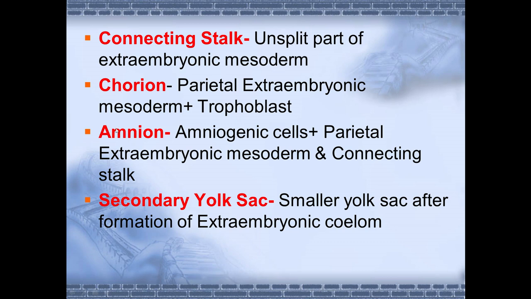Chorion, amnion. Chorion is, please listen carefully, the parietal extraembryonic mesoderm. You know this parietal extraembryonic mesoderm plus trophoblast, that forms the chorion. Amnion is formed by the amniogenic cells, the parietal extraembryonic mesoderm and the connecting stalk. They together form the amnion. The secondary yolk sac is formed after the formation of the extraembryonic coelom, and it is smaller than the primary.